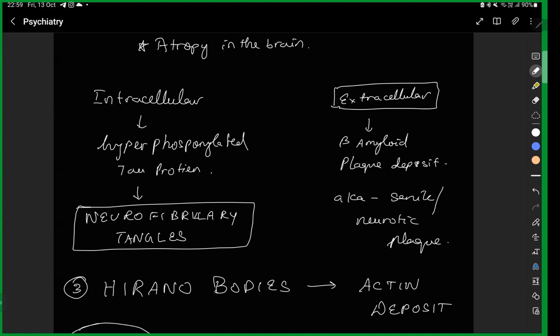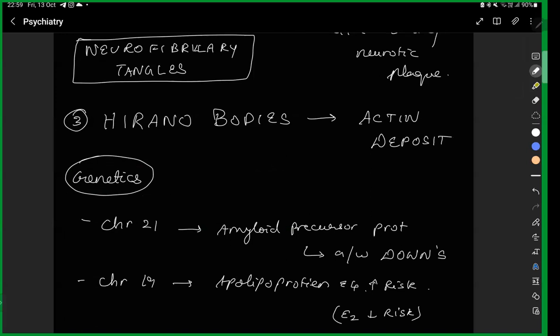So the extracellular component is the beta amyloid deposition, a plaque-like deposit that usually occurs in the senile, neuritic plaques. Number one, intracellular: neurofibrillary tangles. Number two, extracellular: we are discussing the neuritic plaques or senile plaques. Number three is going to be your Lewy bodies. What is it? Actin deposit. It's an actin deposit. Now you will understand the importance of why I told you to read amyloidosis.